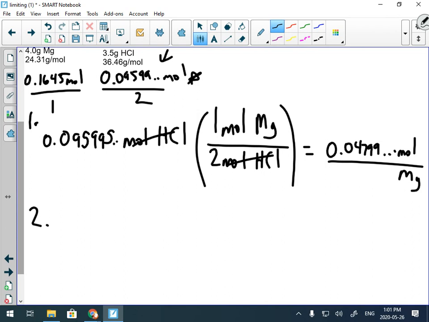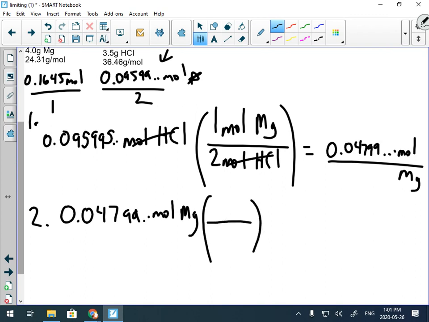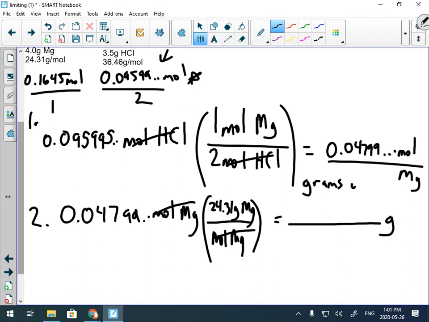Okay, so the second step is I'm going to take those moles, 0.04799 mole of magnesium, and I'm going to times that by the molar mass of magnesium, 24.31 grams per mole. That's mole magnesium, grams magnesium. And that gives me grams used. So timesing that by 24.31, I get 1.17.